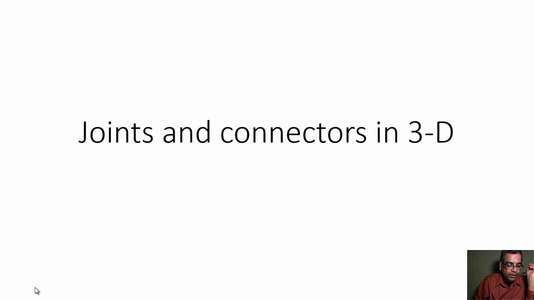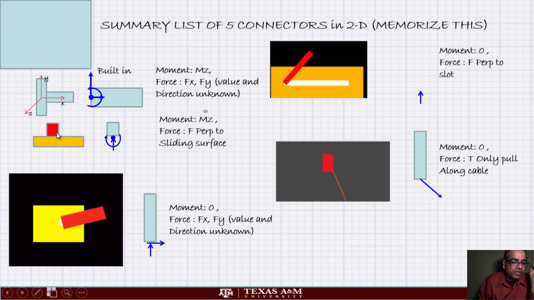Today we are going to look at connectors in multiple dimensions. We previously looked at two-dimensional connectors. Now we are going to look at three-dimensional connectors and joints. The ideas are the same, but you have to do a little bit more work. So just to remind ourselves, when we had two-dimensional objects, we had several kinds of connectors.